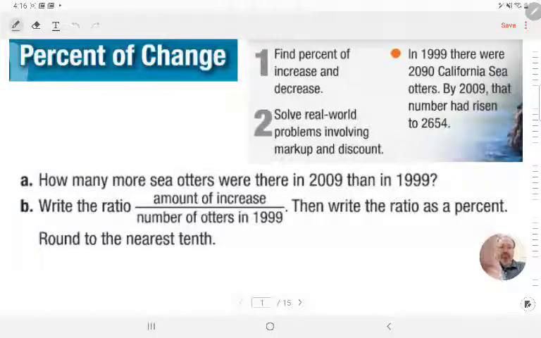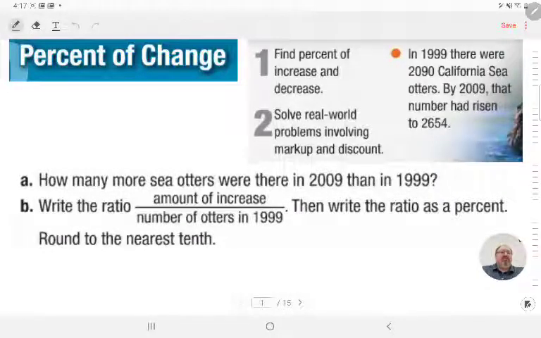Okay, so today we're talking about percent of change. We're going to find the percent of increase and decrease, and we're going to solve real-world problems involving markup and discount. So this first part just says in 1999 there were 2,090 California sea otters. By 2009, that number had risen to 2,654. So how many more sea otters were there in 2009 than in 1999?